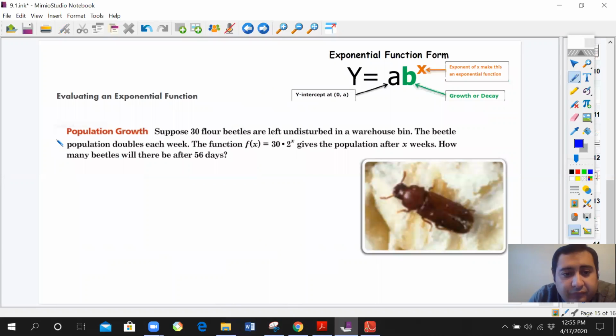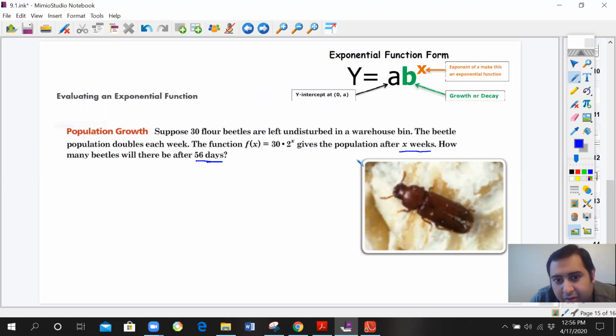All right. Here we have a real world scenario. Suppose 30 flower beetles are left undisturbed in a warehouse bin. The beetle population doubles each week. So the function being provided to you, 30 times 2 to the power of x, gives the population after x weeks. How many beetles will there be after 56 days?